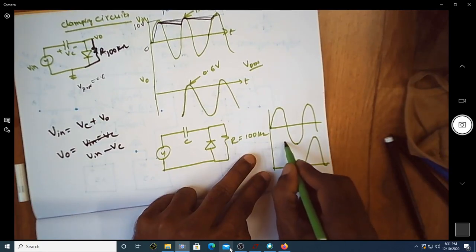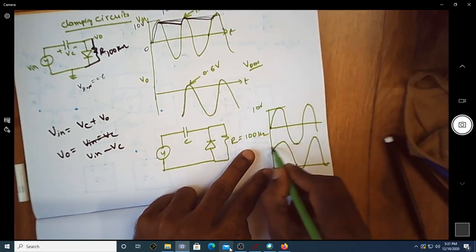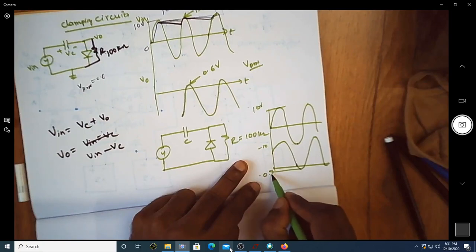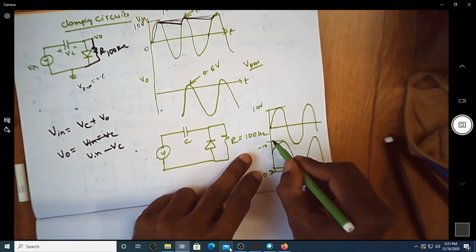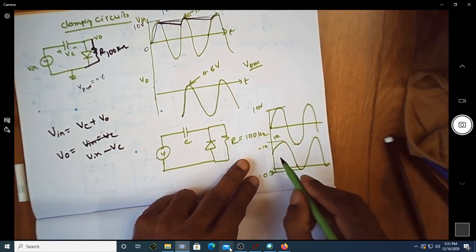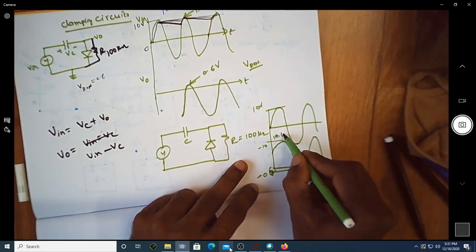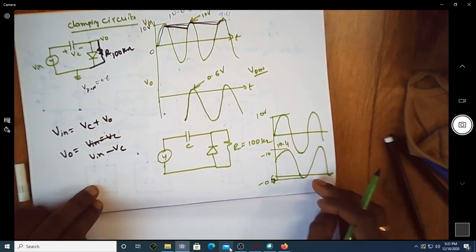So this will go up like this. Suppose we assume that this is 10 volt and this is minus 10 volt. This minus 10 will be minus 0.7, whereas this would be, okay, maybe, not 0.7, assume it as minus 0.6, it will be 19.4 volts. So this is up by 9.4 volts.